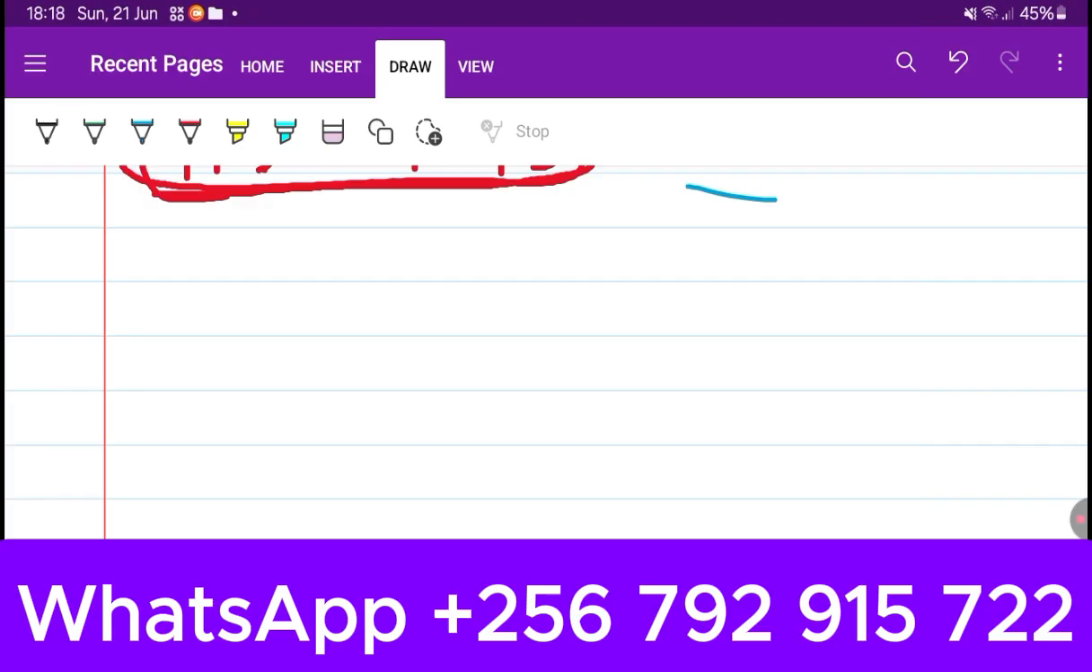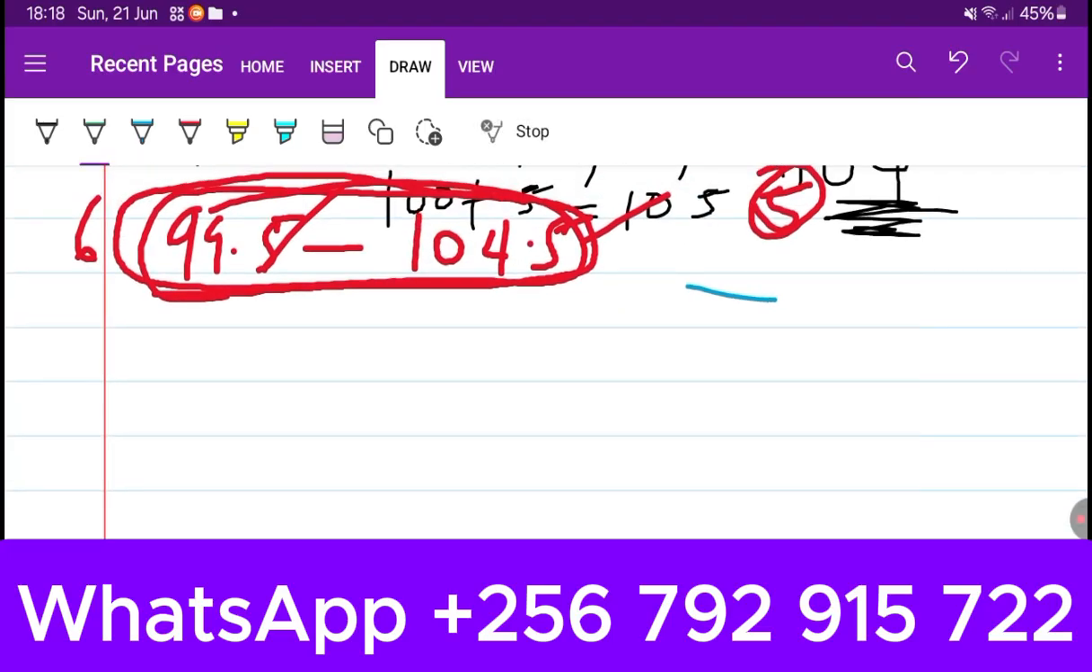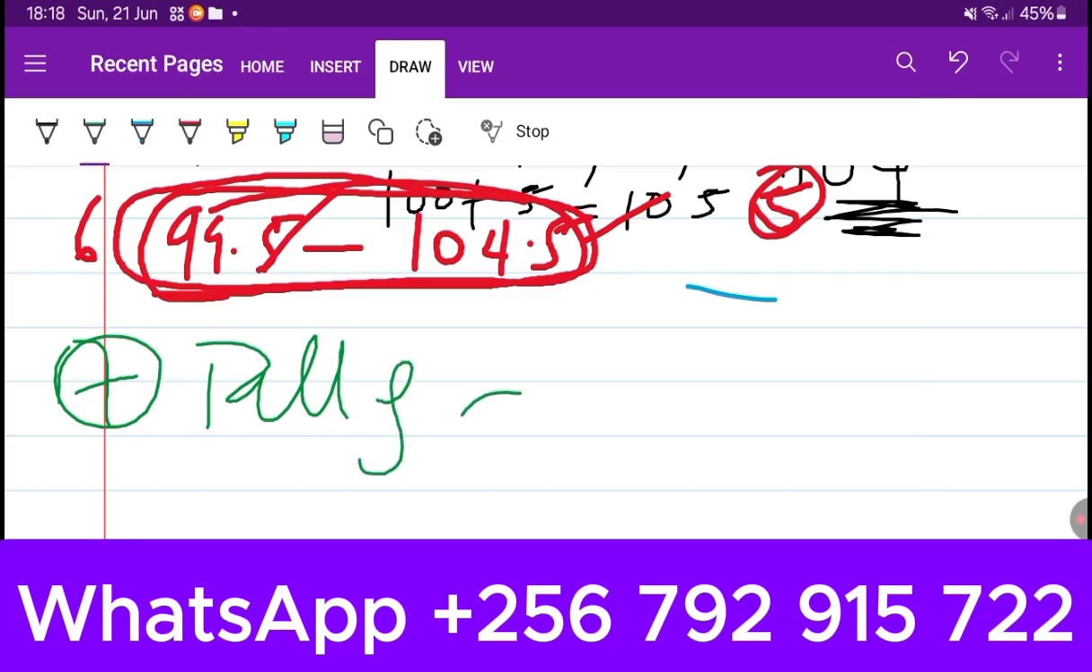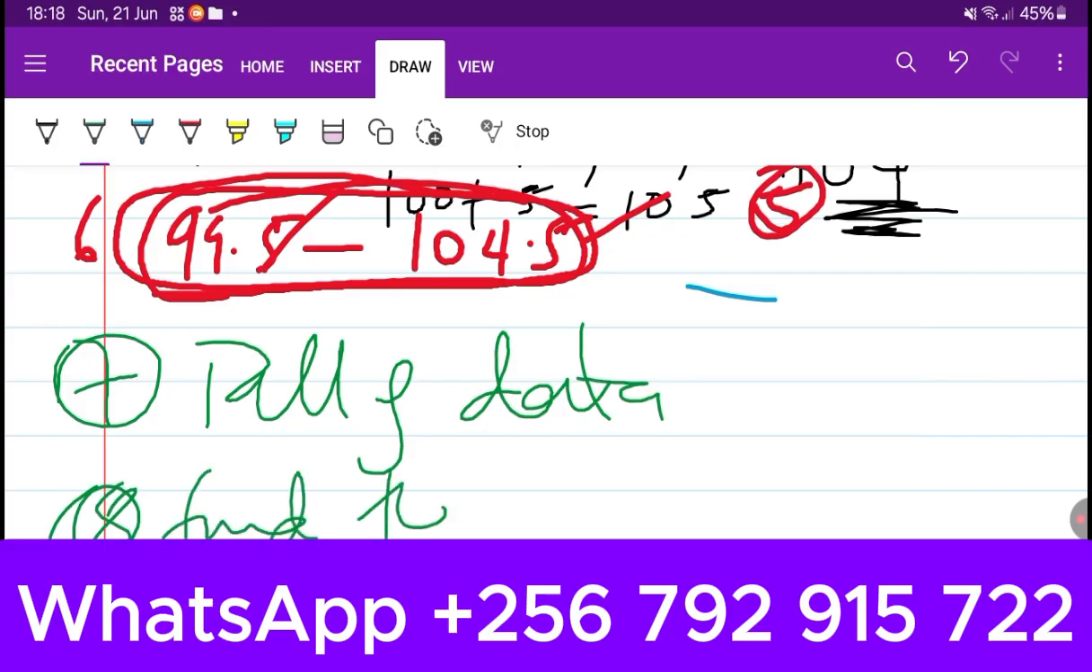So the next thing is for us to tally. Of course, step 7 is for us to tally the data. Then step 8, we just count. We find the frequencies by counting the tallies.